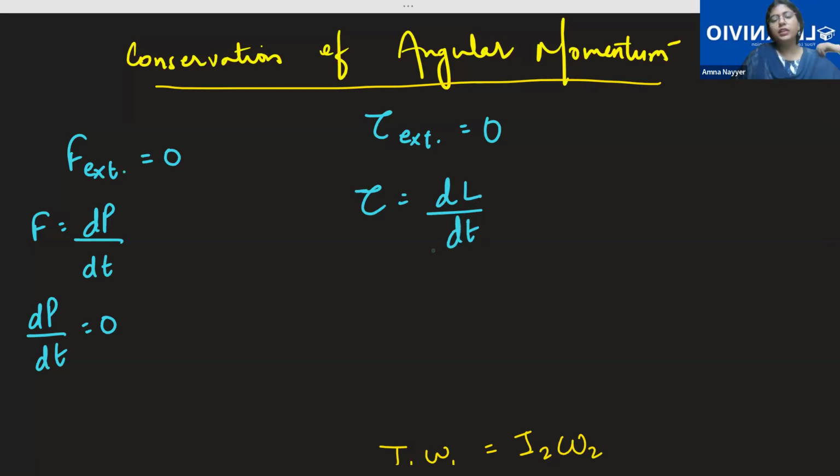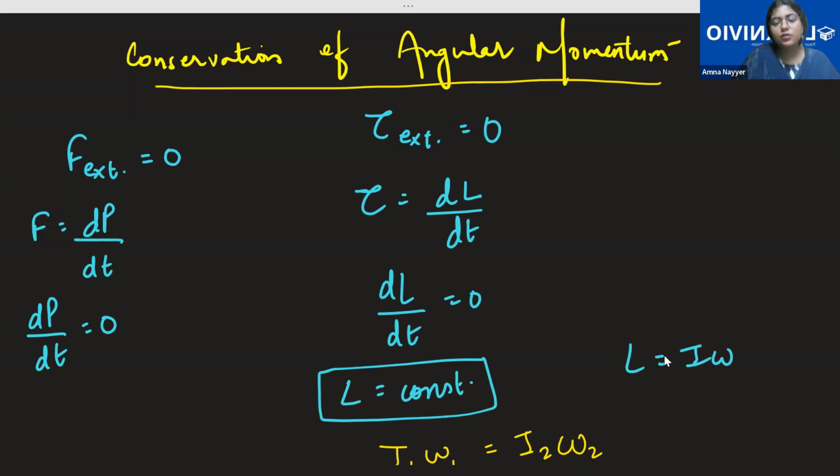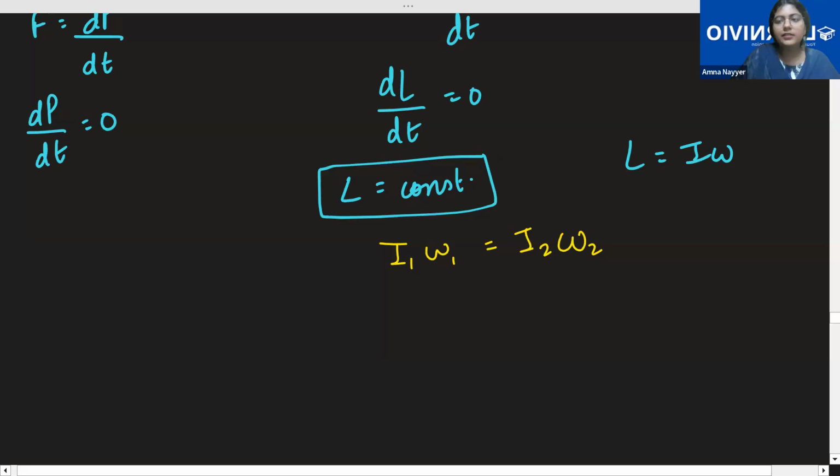This is dL over dt. So your dL over dt will be 0, meaning there is no rate of change of angular momentum. So L is constant. There is no change. Now L is equal to I omega.